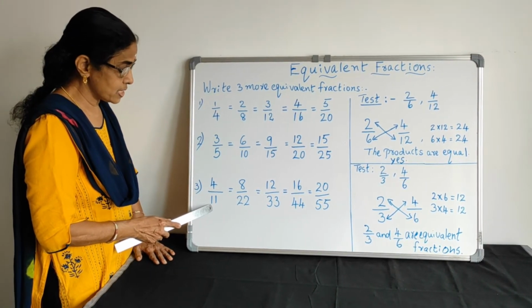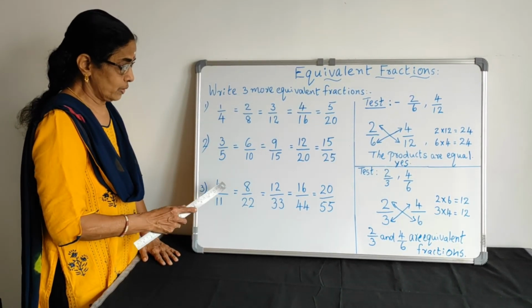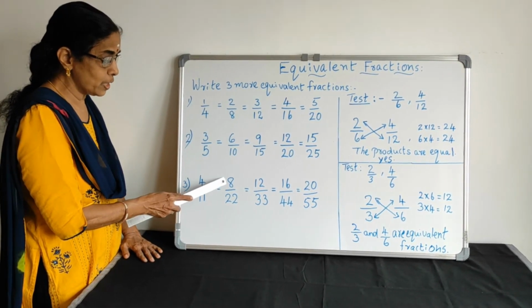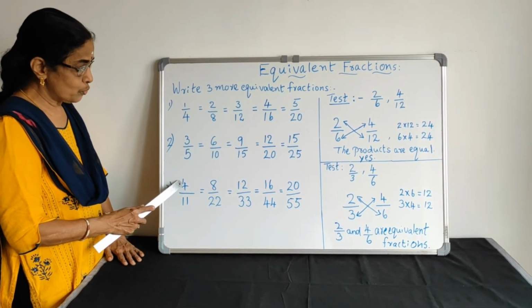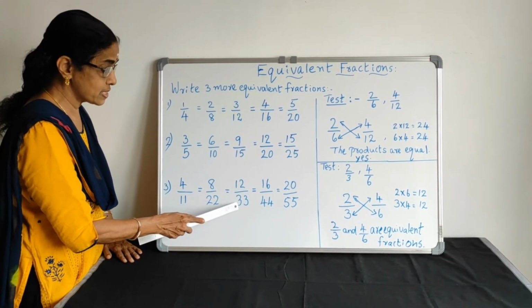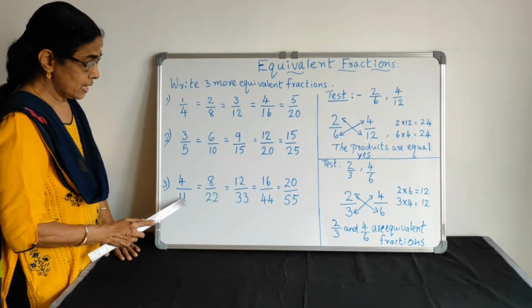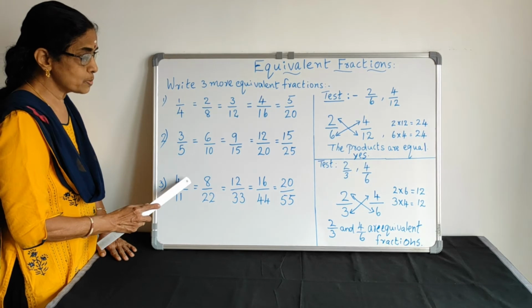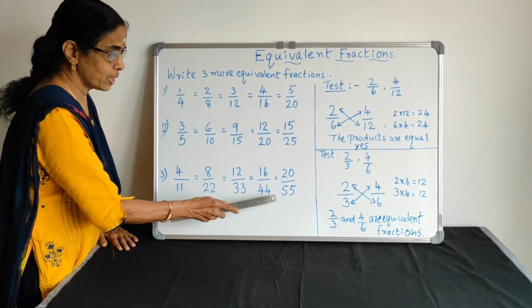Another set, it is given 4 by 11 which is equal to 8 by 22. Here I am going to multiply continuously. Here it is multiplied by 2 by 2. So now I am going to try with 3 by 3. 4 into 3 makes 12. 11 into 3 makes 33. 4 times 4 makes 16. 11 times 4 makes 44. 4 times 5 is 20. 11 times 5 is 55.